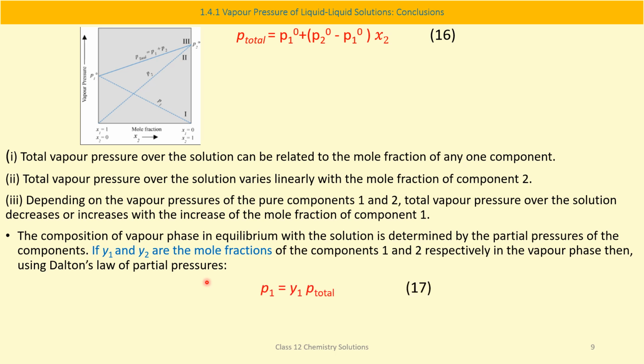P1 is equal to Y1 into P total. Let it be equation 17. Similarly, for partial pressure P2, we can write P2 is equal to Y2 into P total. Let it be equation 18. In general, we can write Pi is equal to Yi into P total. You remember these equations. Let it be equation 19.